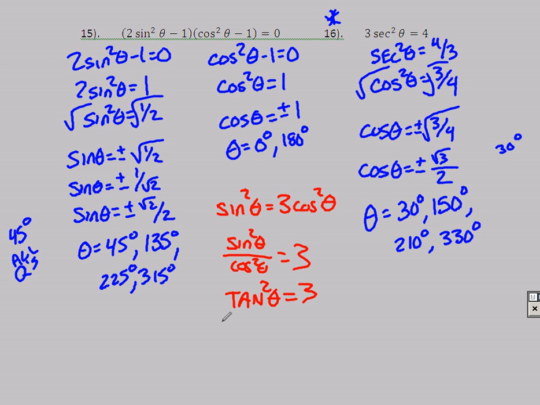Again, I take the square root of both sides. So tangent theta will equal plus or minus the square root of 3. Tangent equals the square root of 3 at 30 degrees. So again, 30 degrees in all 4 quadrants. So theta equals, again, 30 degrees, 150 degrees, 210 degrees, and 330 degrees.